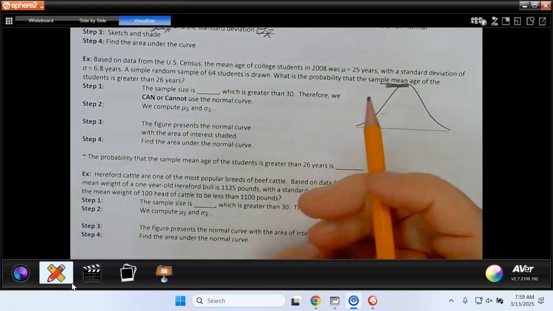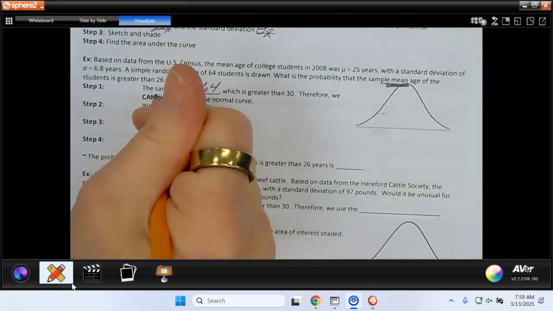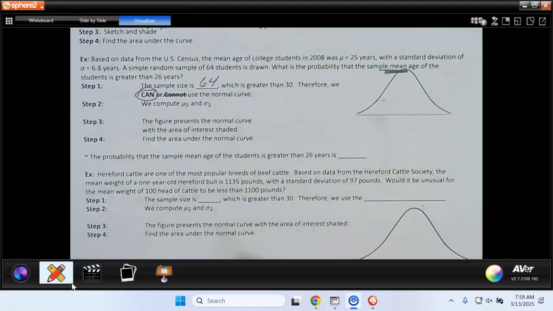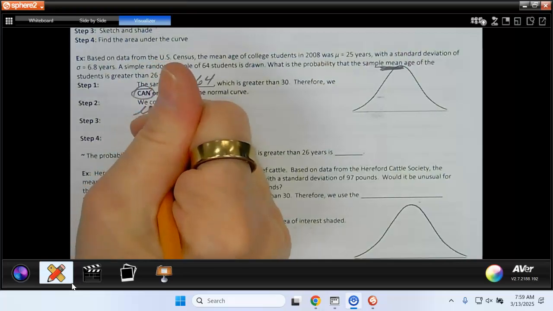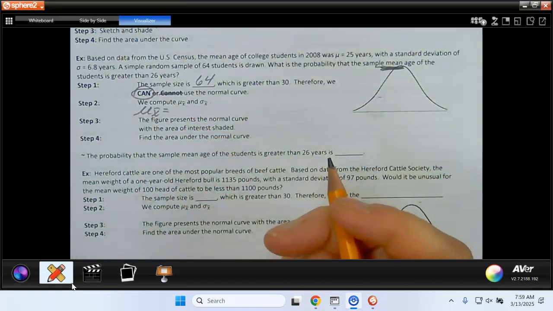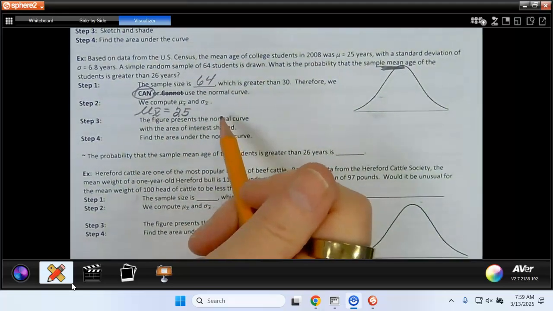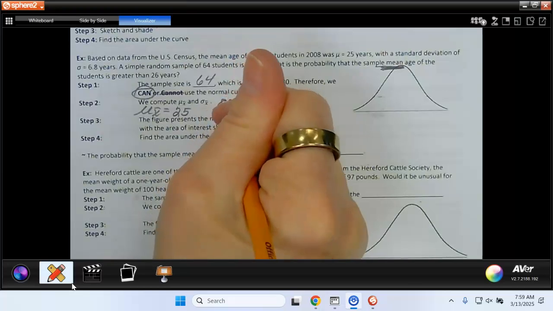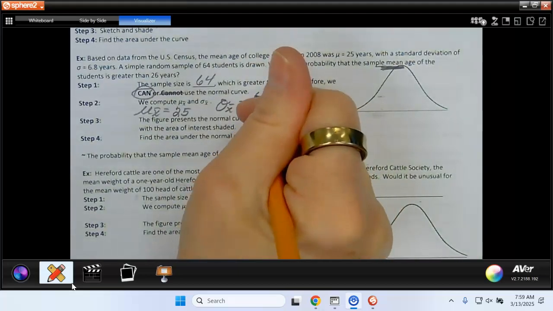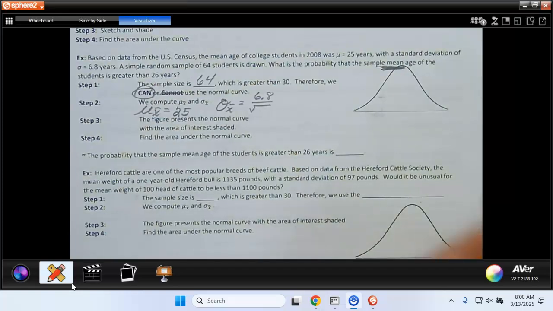Okay, so your checks. The sample size is 64, which is greater than 30. Therefore, we can use the normal curve. You have to compute the mean. The mean of the sampling distribution is going to be the same as it was for the population, so 25. And the standard error is the standard deviation of 6.8 divided by the square root of the sample size, which is 64.